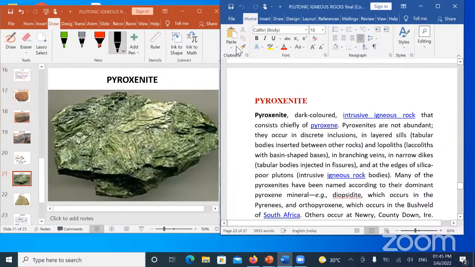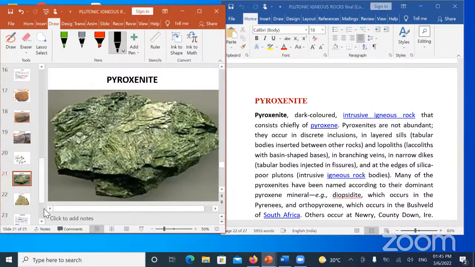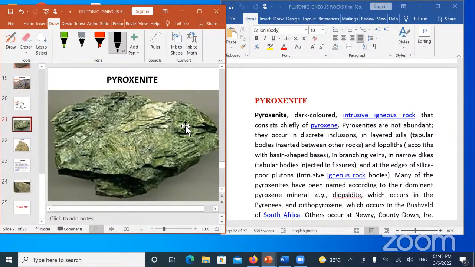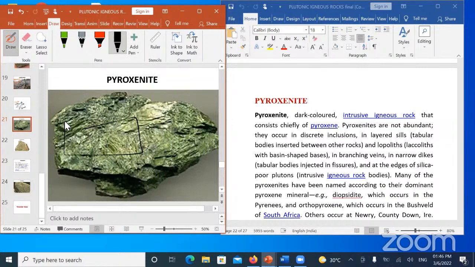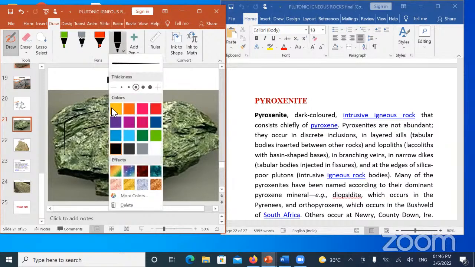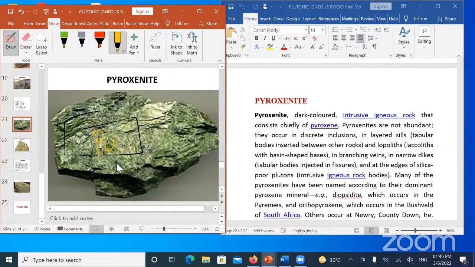And the next one is pyroxenite. You see this picture, pyroxenite is also dark in color, right? It is an intrusive igneous rock. It consists chiefly of pyroxene. You remember this pyroxene. These pyroxenites are not abundant.